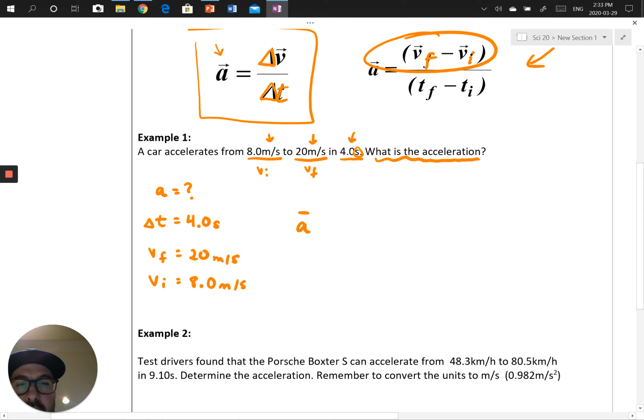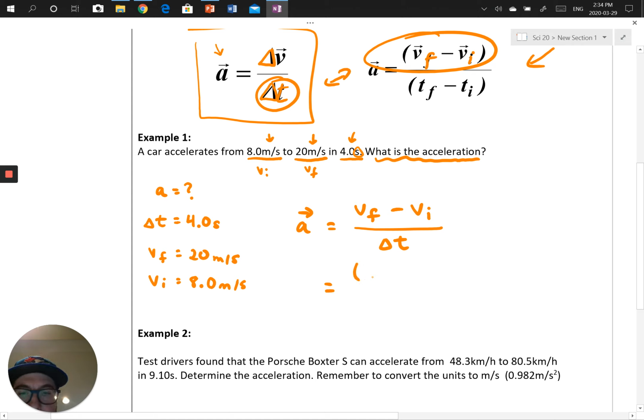So I'm going to put in my formula here. Acceleration equals VF minus VI over... Now I'm actually going to combine these two formulas right here. I already know what delta t is, so I'm going to put that delta t in here. Now I'm just going to plug these in. So I'm going to have 20 meters per second minus my 8.0 meters per second, and I divide that all by my 4.0 seconds.